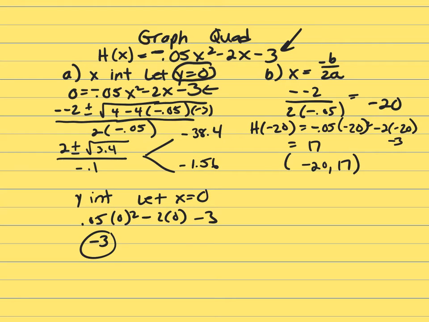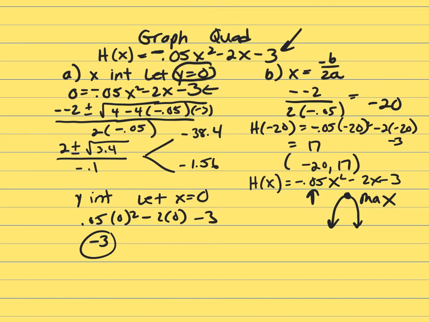And if you look at your original equation, h of x equals negative 0.05 x squared minus 2x minus 3, your leading coefficient, your a, is negative. That means your parabola opens down. So that means you have a maximum.